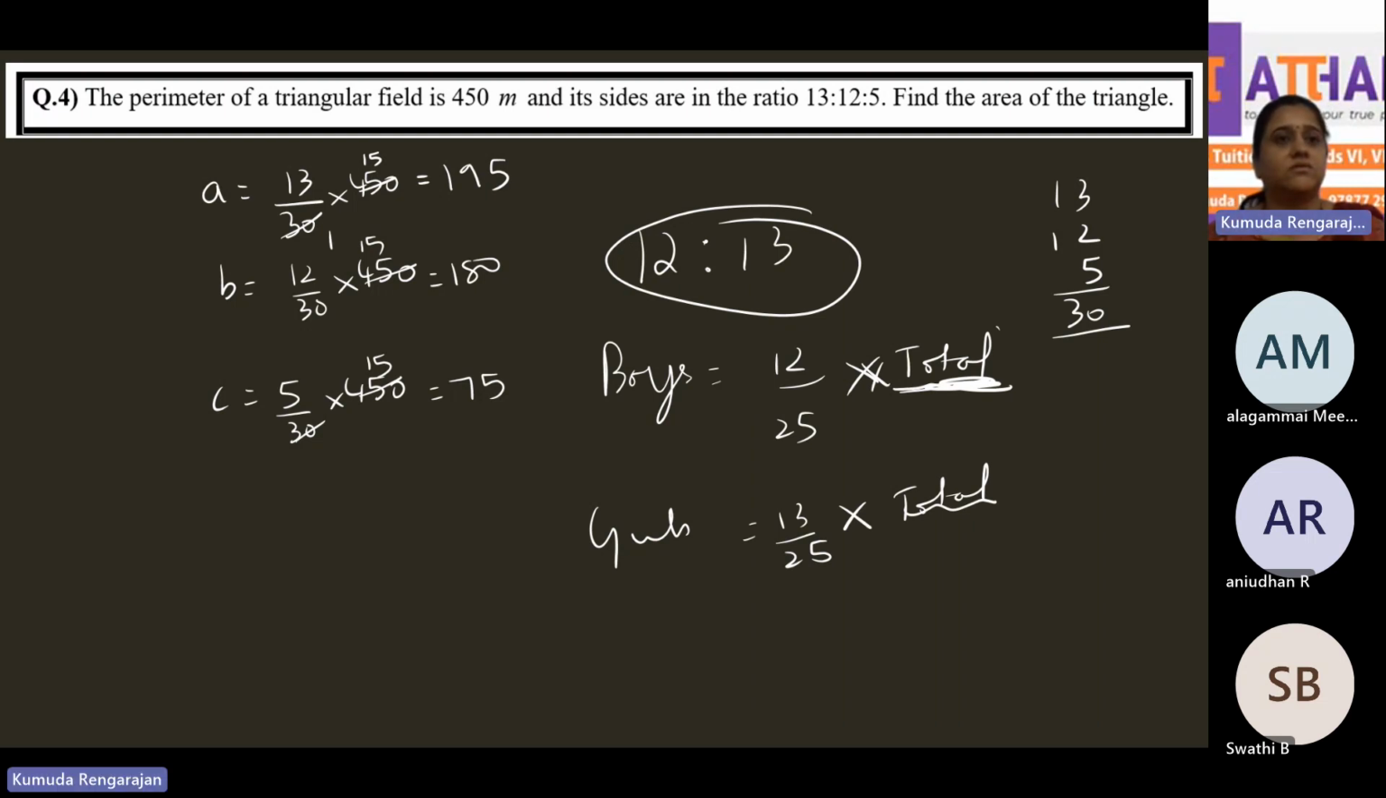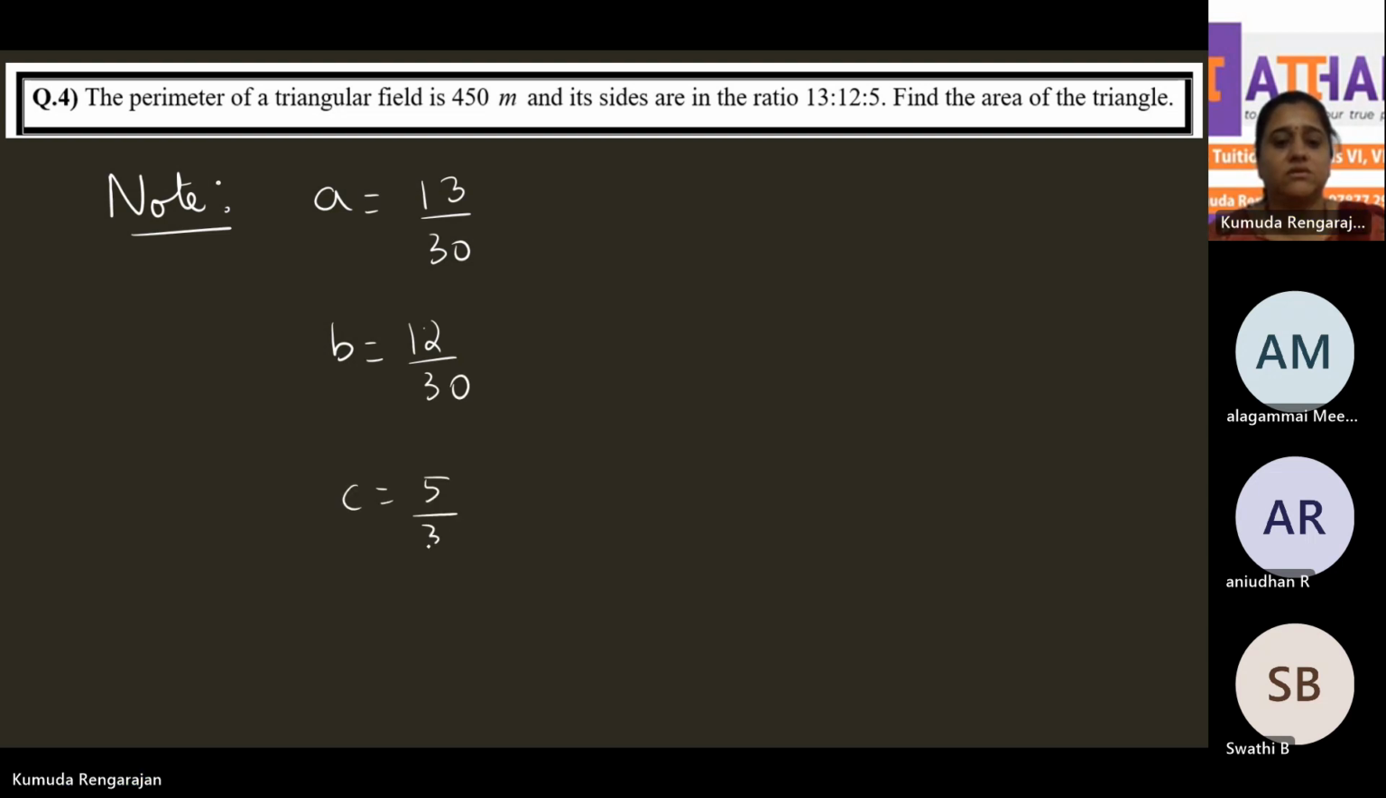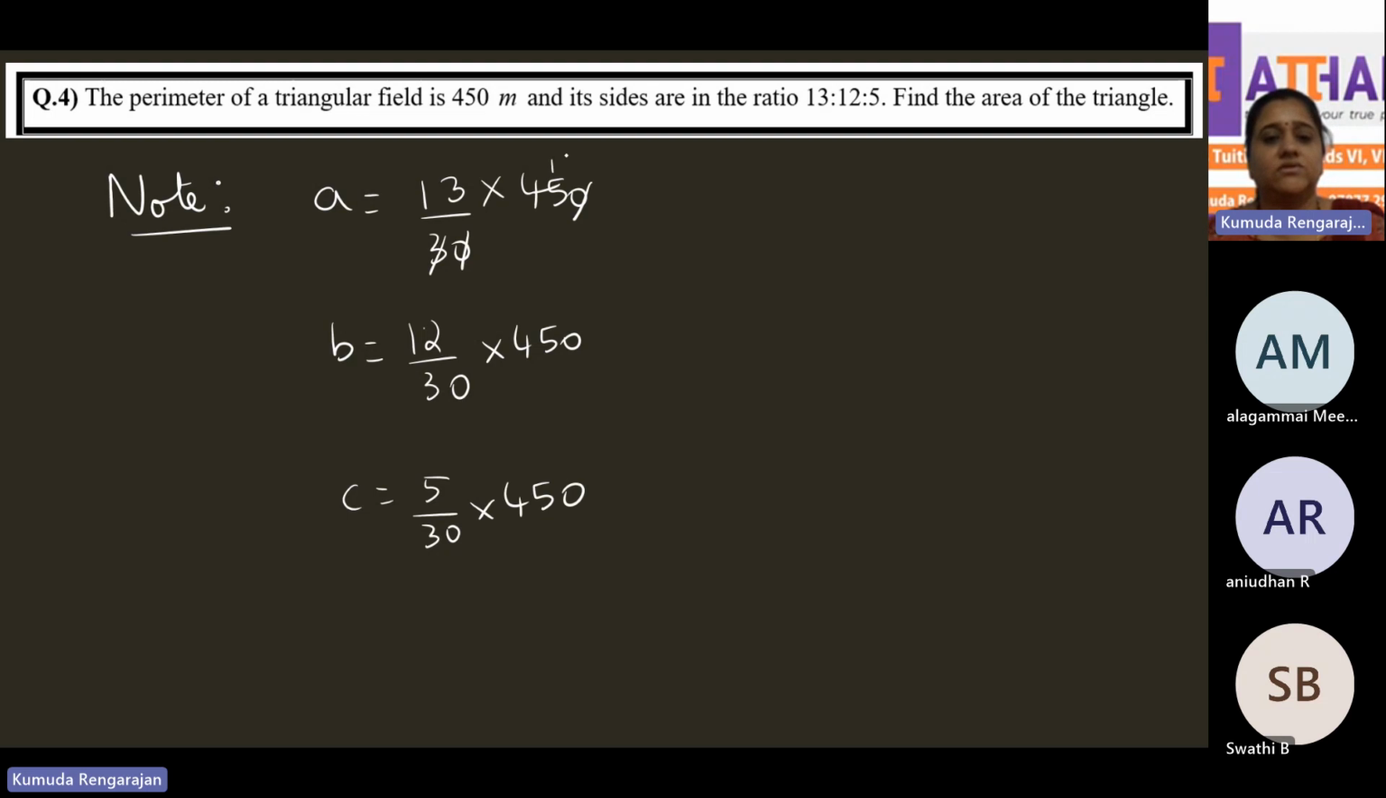You can also do it like this. All right, so make a note of this below. Just write "Note". A is equal to 13 out of 30, B is 12 out of 30, and C is 5 out of 30. Into the perimeter 450. So 0 and 0 cancel, 3 1s are 3, 15s are.